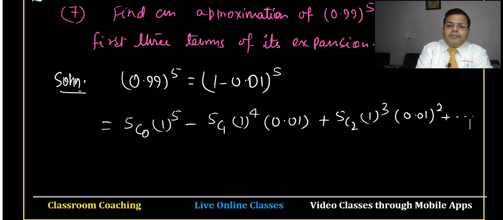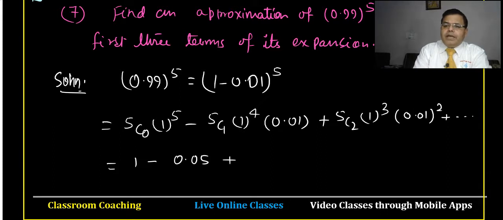So you will write here, 5C0 is 1 and 1 to the power 5 is 1. 5C1 is 5 and this is 1 by 100, you know. It would be better to write 0.01 multiplied by 5, which is 0.05, plus 5C2 is 10, and 10 multiplied by 0.0001 is 0.001, right? So if you calculate this, what will come?